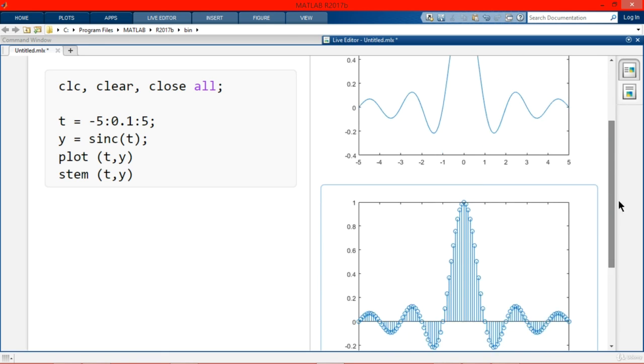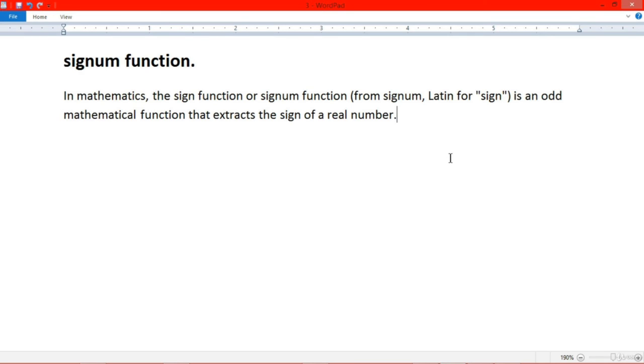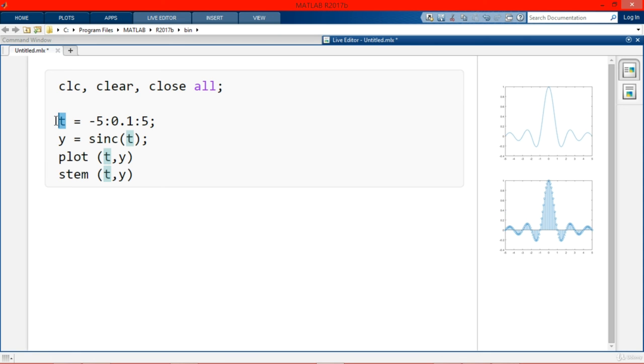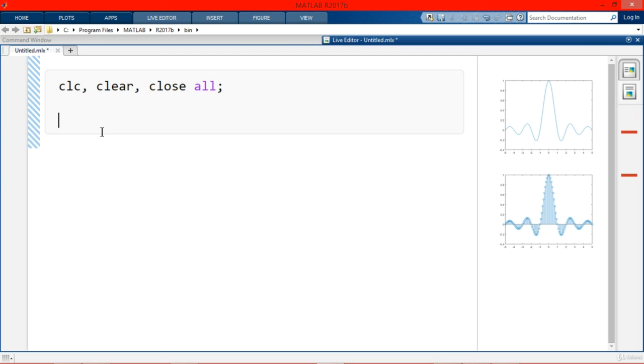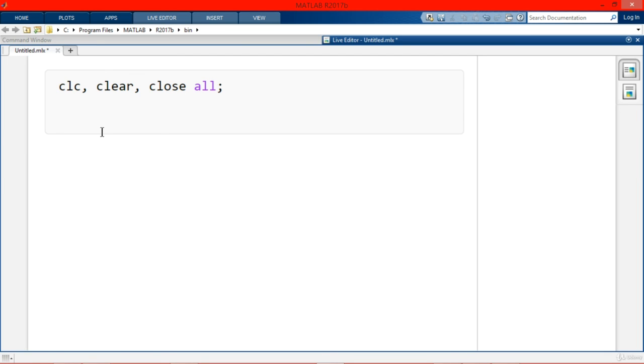So on number 5 we have the signum function. In mathematics, the signum function is an odd mathematical function that extracts the sign of a real number. Now the code for generating the signum function will be as follows: take n equals minus 5 to plus 5 with 0.1 of spacing.